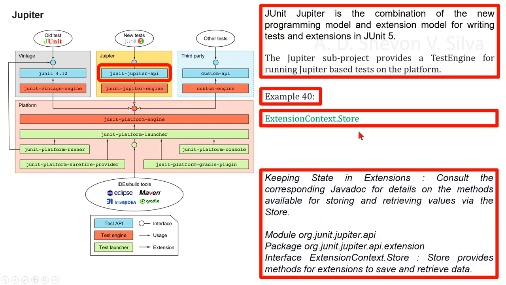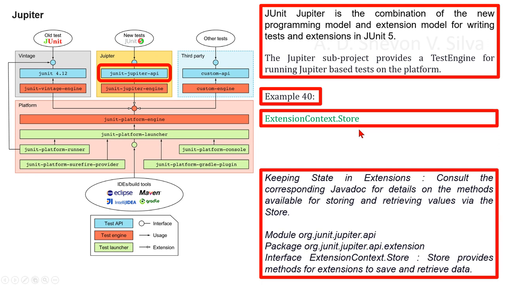Now we are considering keeping state in extensions. Consult the corresponding Javadoc for details on the methods available for storing and retrieving values via the Store. Interface ExtensionContext.Store in package org.junit.jupiter.api.extension in module org.junit.jupiter.api. The Store provides methods for extensions to save and retrieve data.